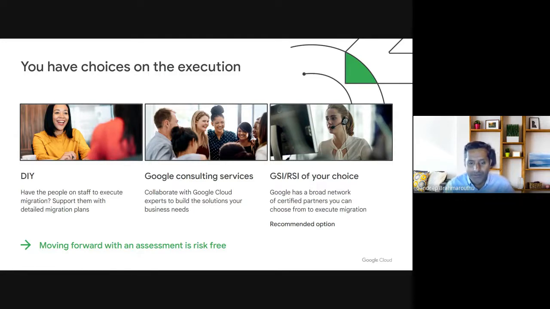Regardless of which option you take, we hope that you move forward with your migration journey, and that you start with an assessment and a discovery with Google, and it's risk-free. So reach out to your Google account team, and they will reach out to us to help you start your migration journey.